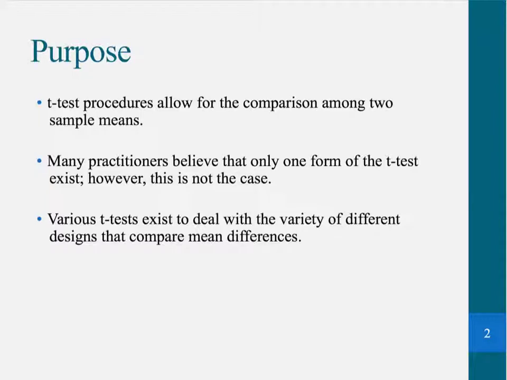So starting off, generally, t-tests are procedures that allow for comparisons between two sample means. What we spent the last lecture doing doesn't happen very often. Like we talked about, there aren't usually a whole lot of instances where we can compare a sample mean to a population parameter. So typically when you see a t-test, it's a procedure between two sample means.